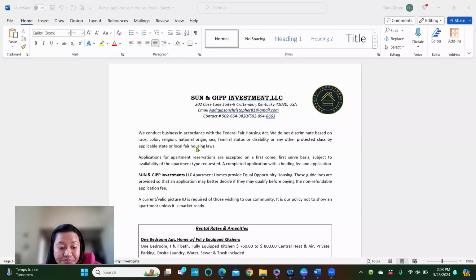Here it says, we conduct business in accordance with the Federal Fair Housing Act. We do not discriminate based on race, color, religion, national origin, sex, familial status, or disability, or any other class protected by applicable state or local fair housing laws. Applications for apartment reservations are accepted on a first come, first served basis, subject to availability of the apartment type requested, and a completed application with a holding fee and application fee.